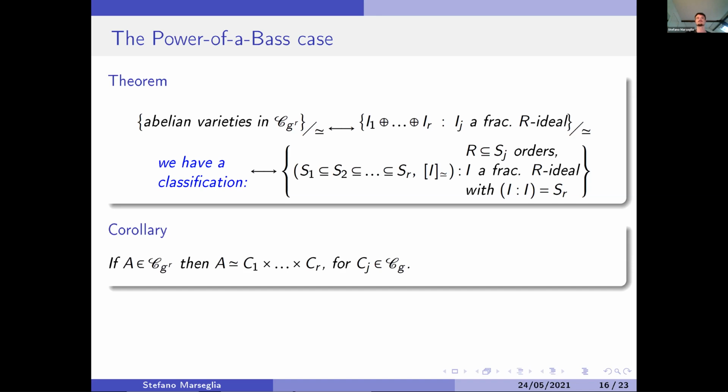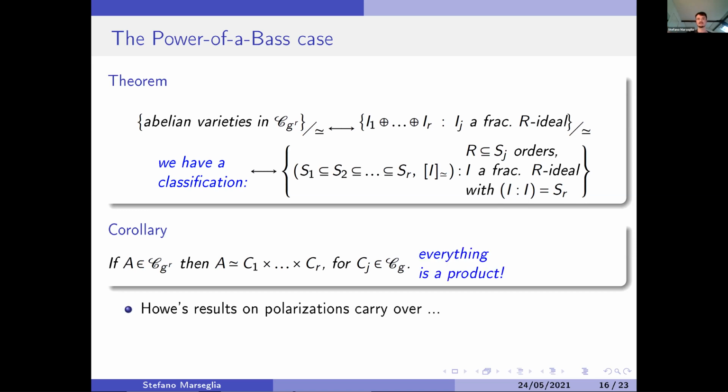Great. Let's deduce immediately a corollary since we have it. We know that an Abelian variety in such an isogeny class is isogenous to a pure power, but actually we have proved that such an Abelian variety is going to be isomorphic to a product of Abelian varieties in the square free isogeny class. Because if the module splits, then the Abelian variety must split as well. This is an equivalence of categories. And so everything is a product.